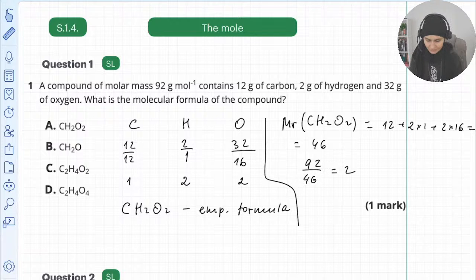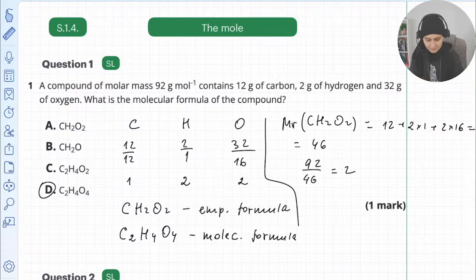It should be 2, right? I don't trust my mental math, so I'll just double check. Yeah, that's 2. So we have to have a whole number. If you didn't get a whole number at this stage, something is wrong. You have to double check your divisions and so on. Okay, so I got 2. It means that I have to multiply all the indices, all the small numbers, by 2. So instead of C1, it's now C2, H used to be 2, now it's 4, and O4. That's the molecular formula. So the answer is D.